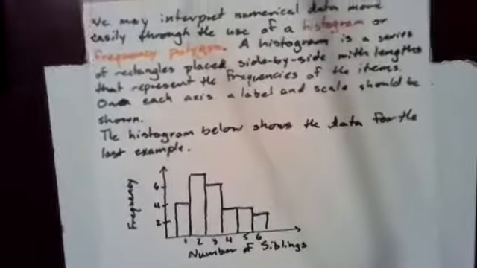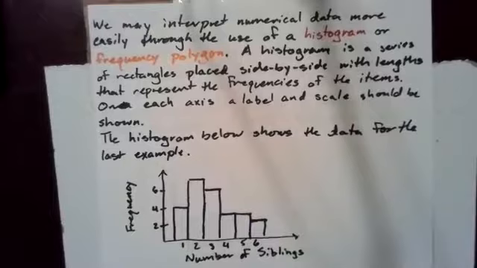We may interpret numerical data more easily through use of a histogram or frequency polygon. A histogram is a series of rectangles placed side by side with lengths that represent the frequencies of the items. On each axis, a label and scale should be shown. The histogram below shows the data for the last example.